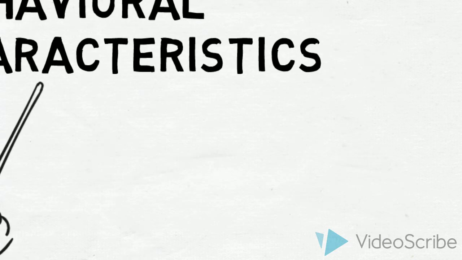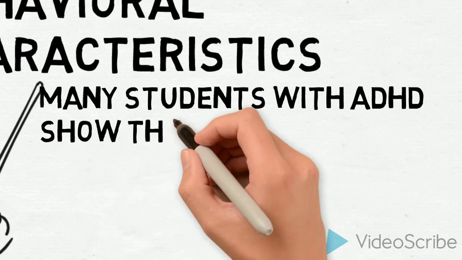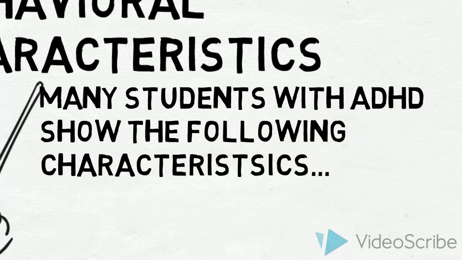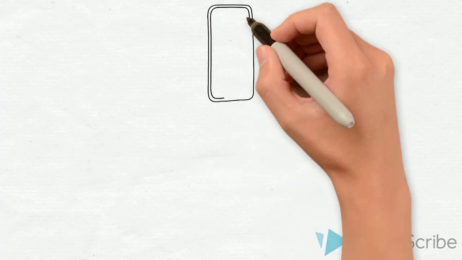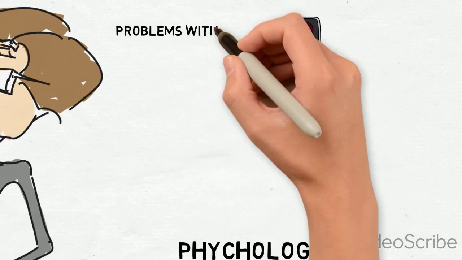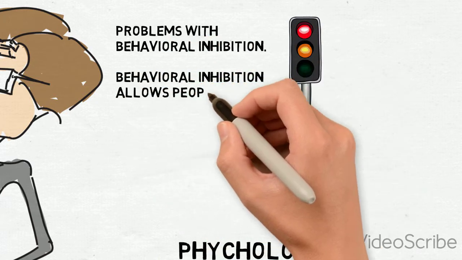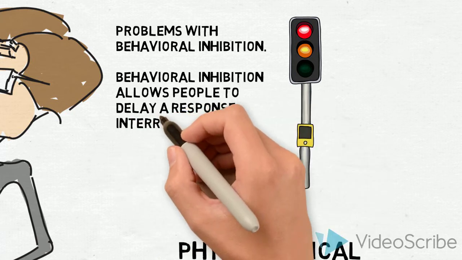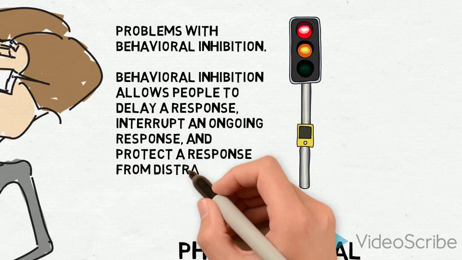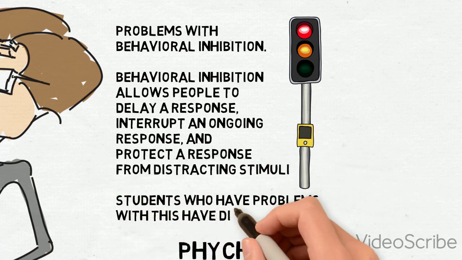Many students exhibit some of the following characteristics we're going to discuss. The first characteristic we're going to discuss is problems with behavioral inhibition. Behavioral inhibition allows people to delay response, interrupt an ongoing response, and protect responses from distracting stimuli. Students who have issues with this have difficulties staying on task.